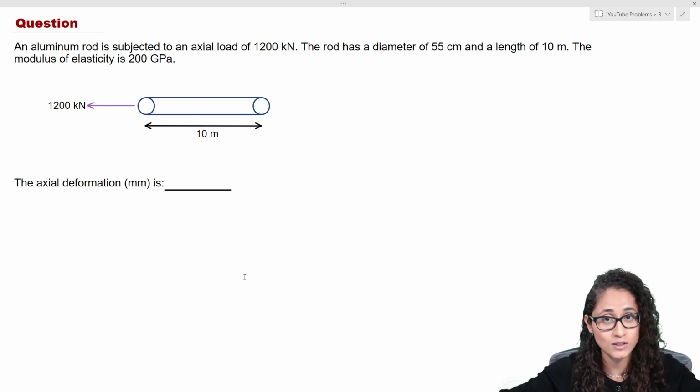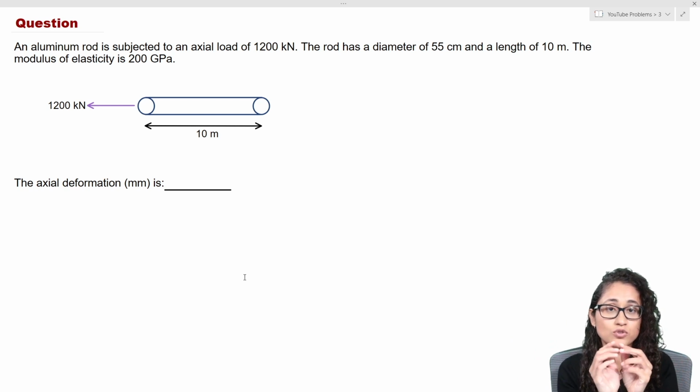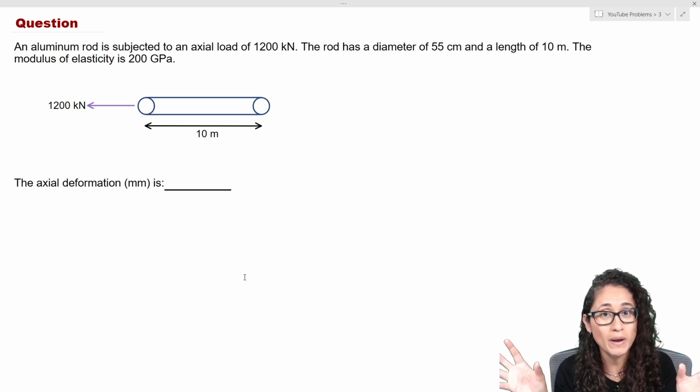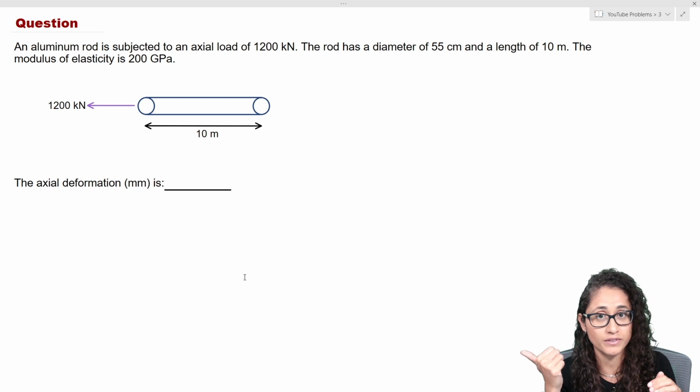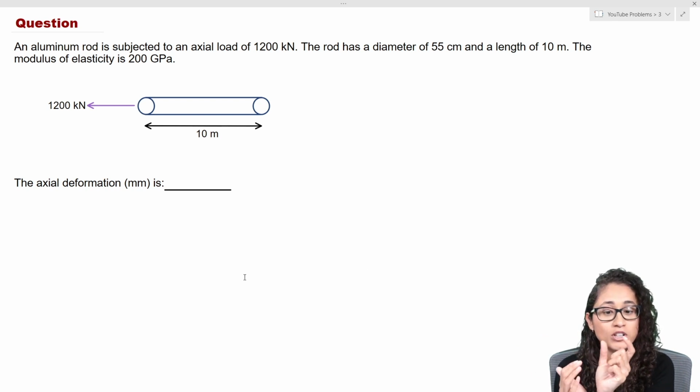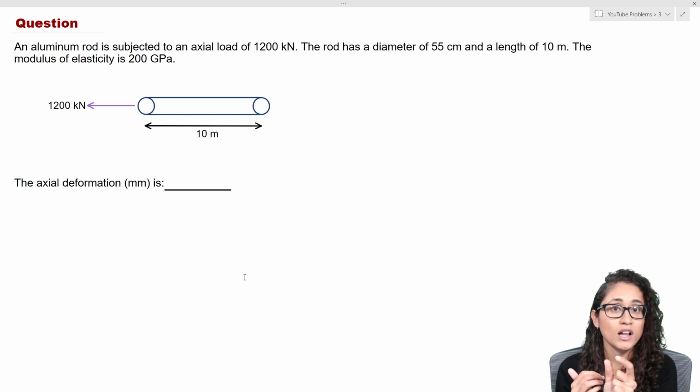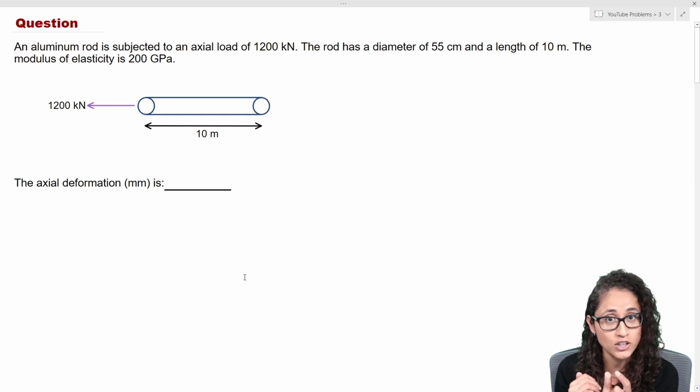Now, when that tension is being applied, this rod is going to move, right? It's going to expand, it's going to deform in the positive direction. We want to know how much it's going to move. That's what we're trying to calculate for. We want to calculate that deformation, okay?